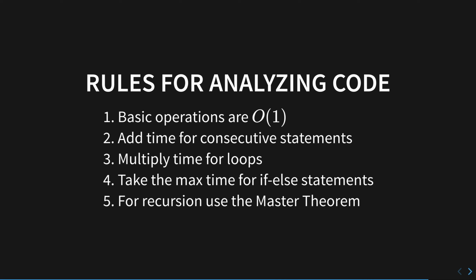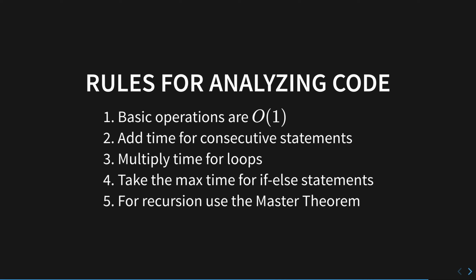The second rule: if we have consecutive statements, so you have a line of code on line 1, then a line of code on line 2, 2 different operations there, what's the big O for it? We just add those 2 together. We'll see this on the next slide too. I have an example.